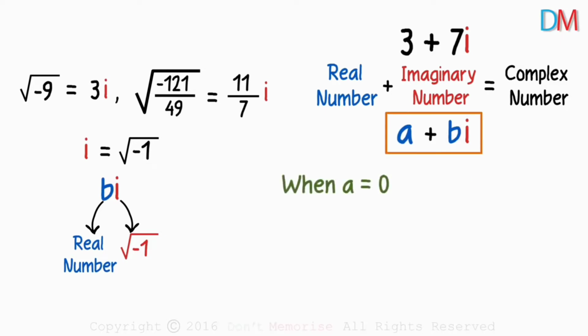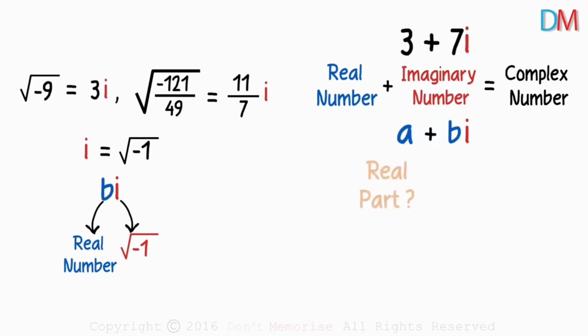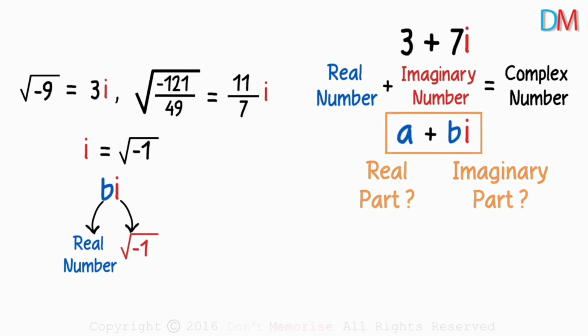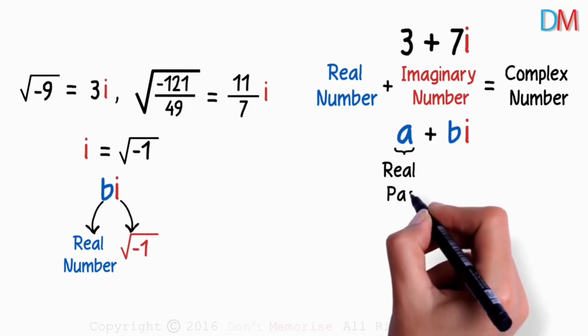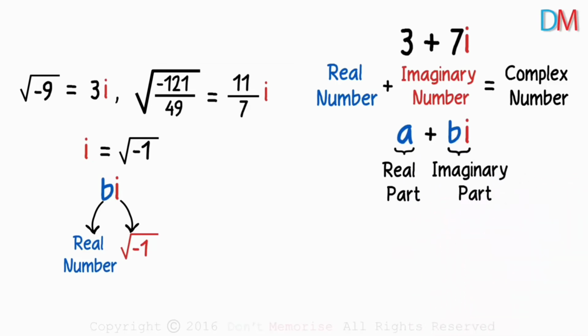Now let's play around with this basic form. Observe that when a is equal to 0, what is left will be an imaginary number. And when b is equal to 0, we only have a real number. So what are the real and imaginary parts in the basic form of a complex number? a is called the real part and bi is called the imaginary part. Now let me ask you something interesting.